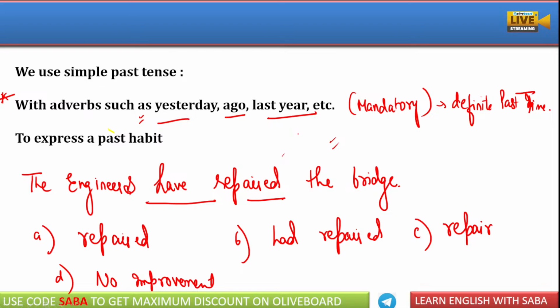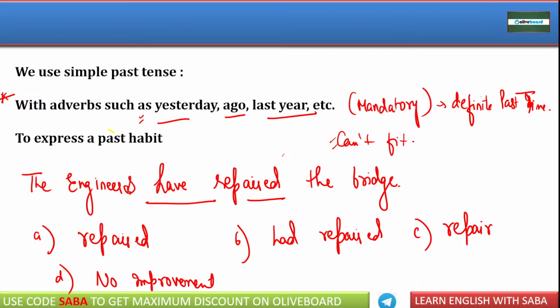Which cannot fit in the sentence? That I'm asking. I'm not asking what can fit. My question is out of these options, which cannot fit. Some are saying A cannot fit. Some are saying C cannot fit. Now listen to me, guys, carefully. Here, is there any time mentioned? Listen to me carefully. Is any time given, or no time given? Simply the sentence is the engineers have repaired the bridge.